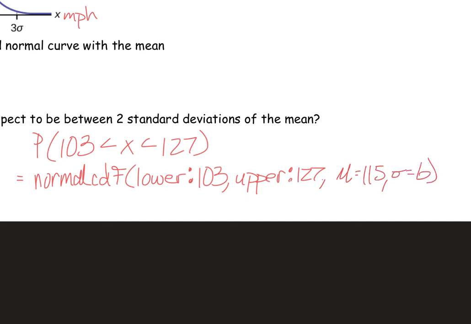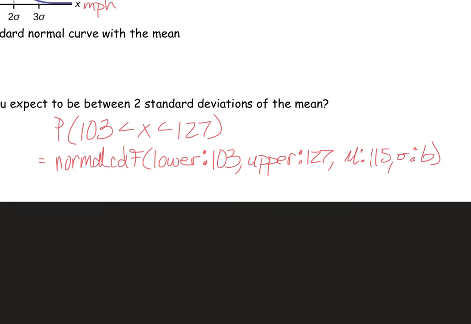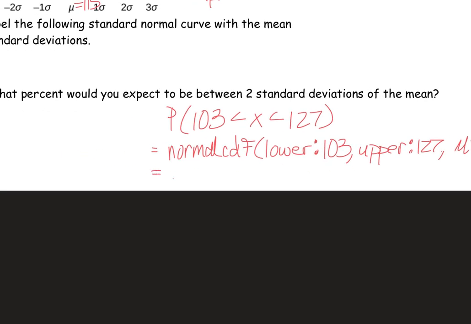And you can use colons there. In fact, let me switch these equal signs to colons instead, since I had been using that on lower and upper. There we go. And so let's type that in. So we will say 103 to 127 with a mean of 115 and a standard deviation of 6, and we'll hit paste. And it should come out with a probability. We're at about 95%.